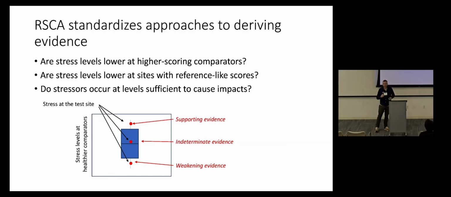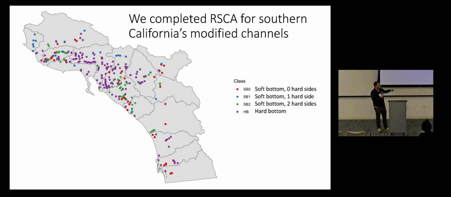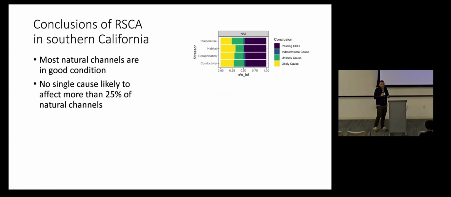So we have this rapid approach, and we've been able to apply it to a large number of modified channels in Southern California. We have well over 100 sites where we've collected bioassessment data and figured out what kind of modifications are going on. We have a whole lot of hard bottom channels, particularly in the LA area, but we do have soft bottom channels that have been engineered throughout the region.